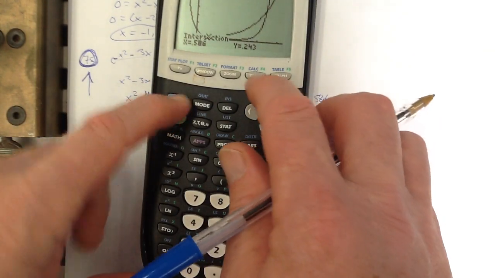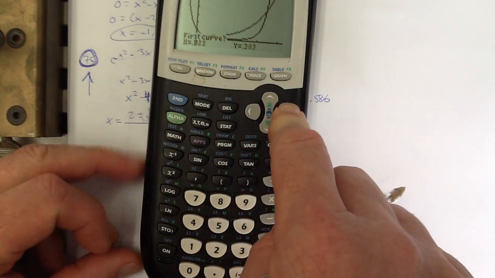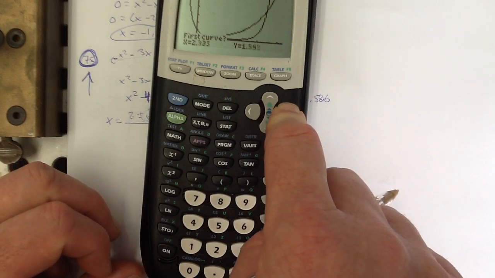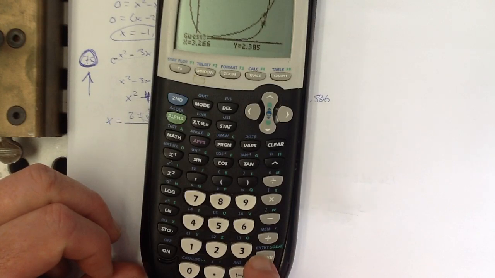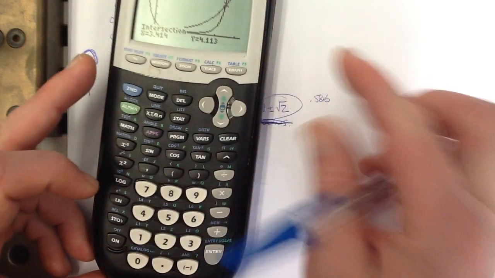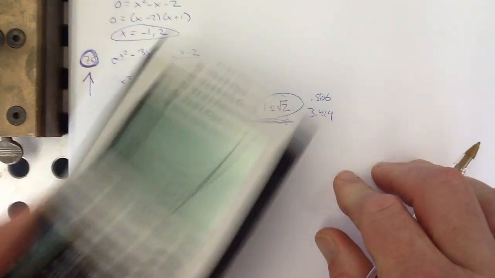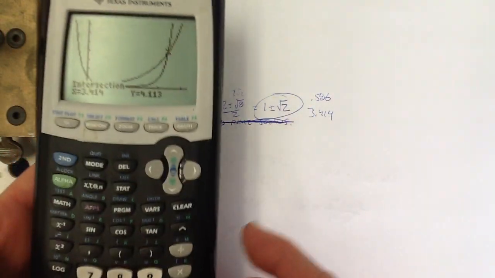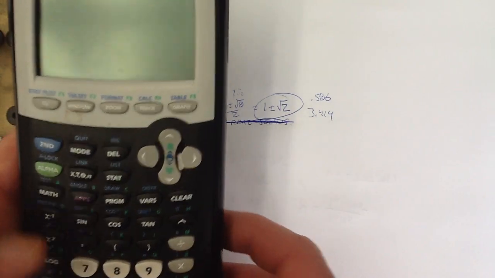I guess I need to get closer. So, try again. That better be close enough. And that's 3.414. And I'm not going to check by plugging them in here. I'm going to check by just seeing if my math now supports that.